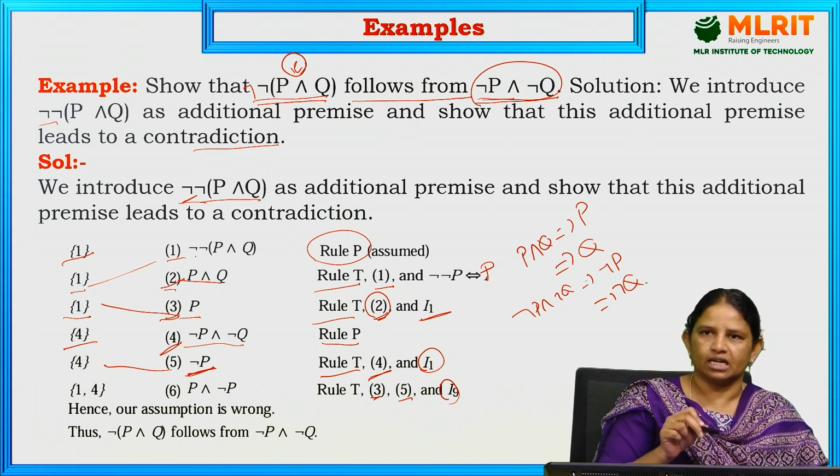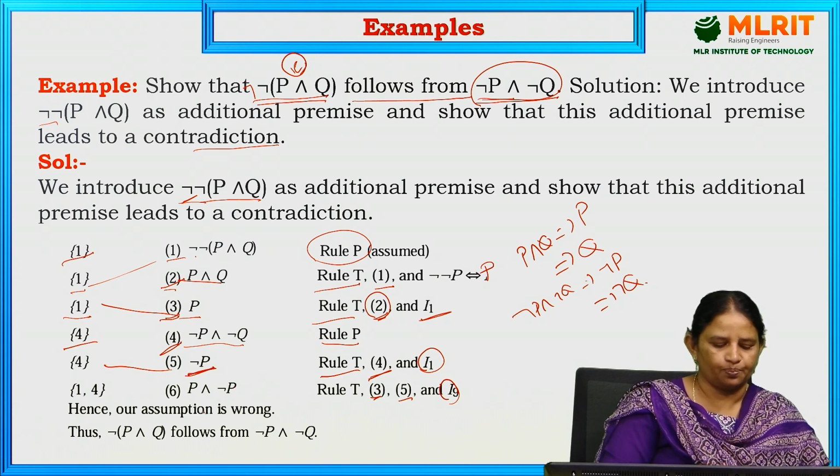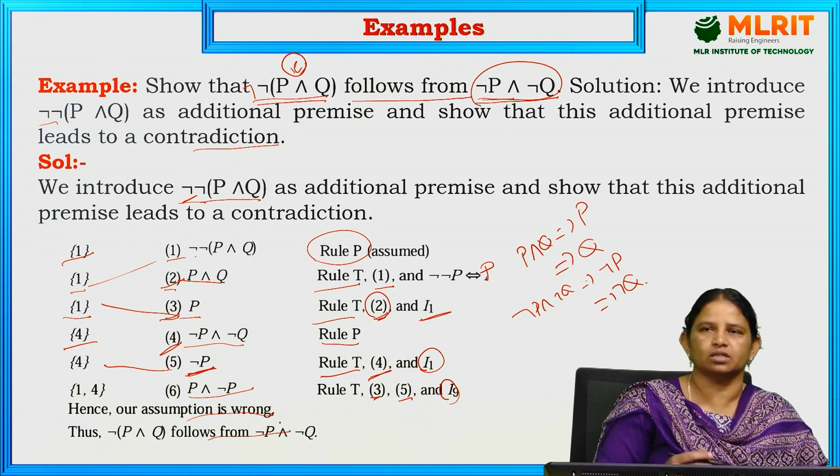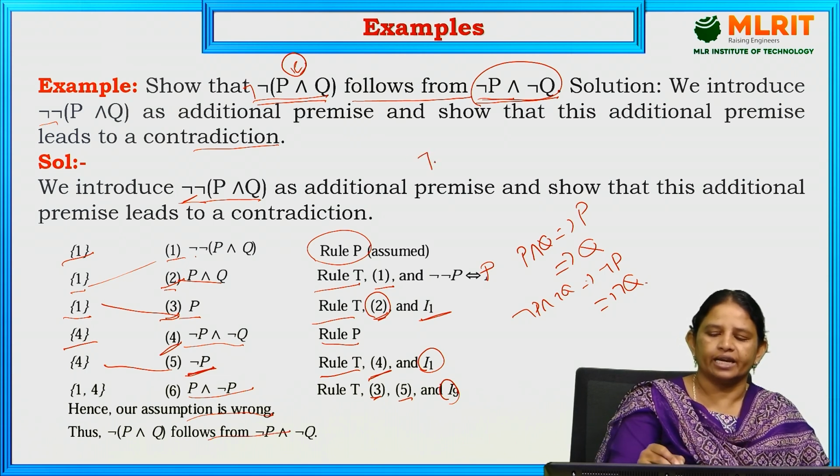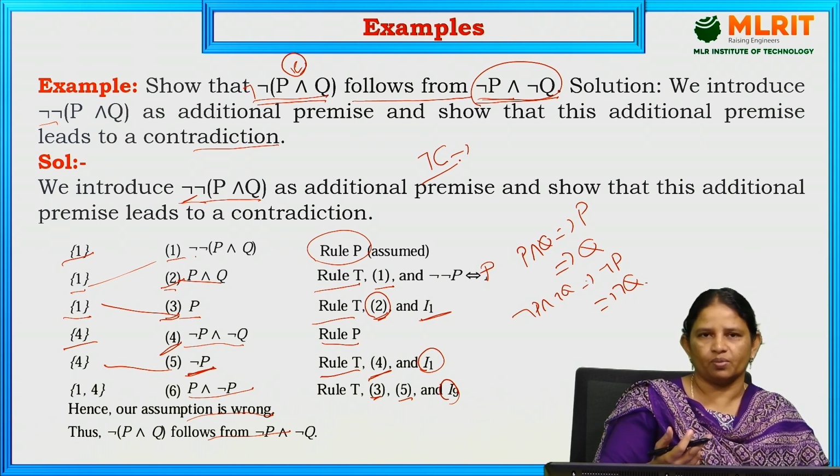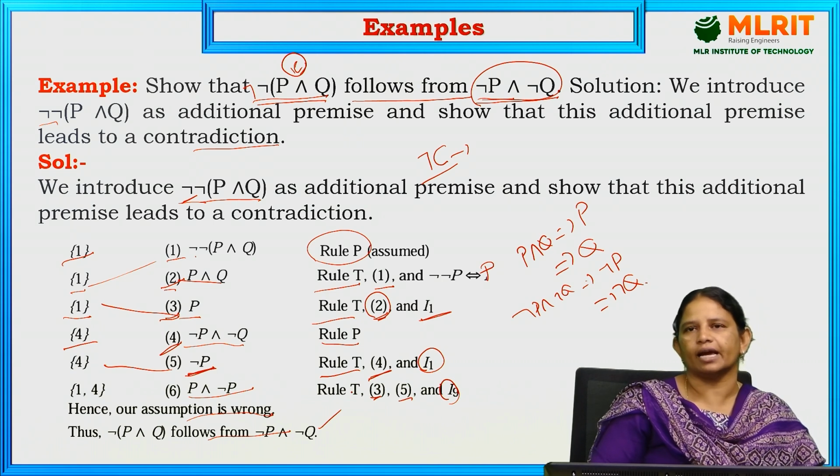Then what is the derived premise? P and negation P. P and negation P is false, so our assumption is wrong. Then the negation P is false. What are we going to show? The negation of the conclusion does not hold. It means the set of premises can be derived as wrong, or it is a contradiction. We can say that it is the indirect method of proof.